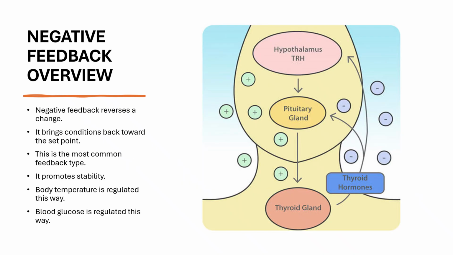Negative feedback does not mean something bad happens. It simply means the response counteracts the initial change. This brings the system back toward the set point. Negative feedback is everywhere in biology. It is responsible for temperature regulation and blood sugar control.